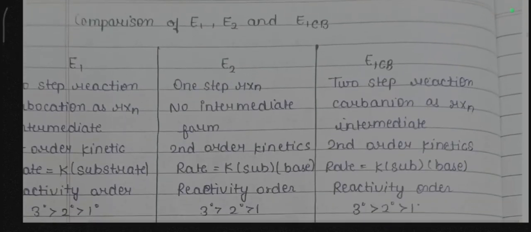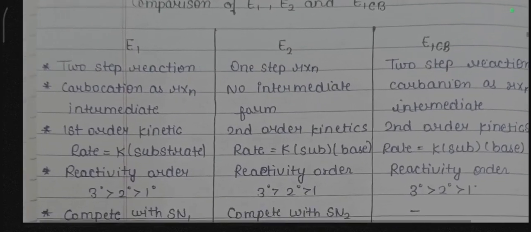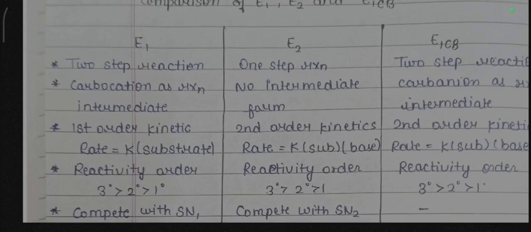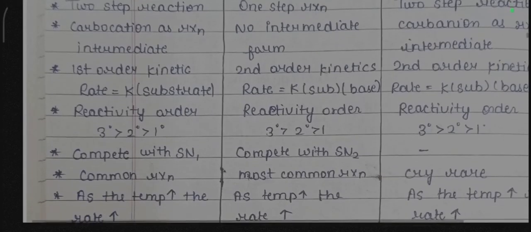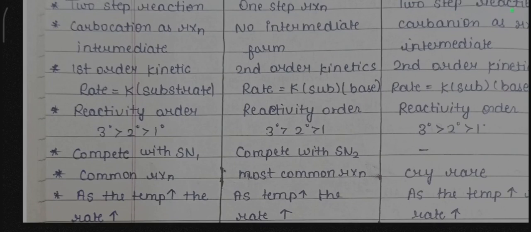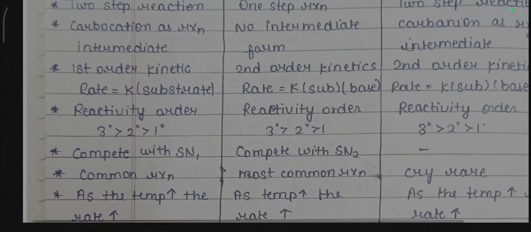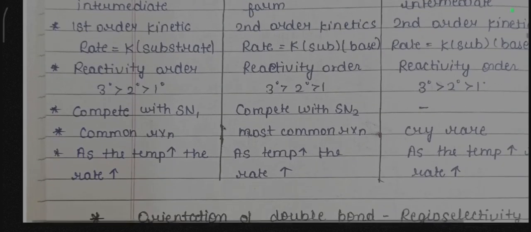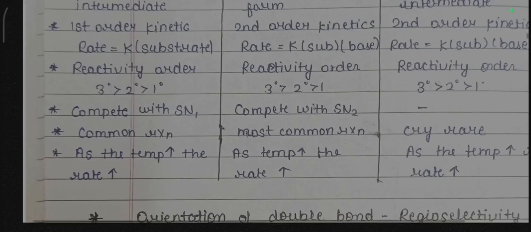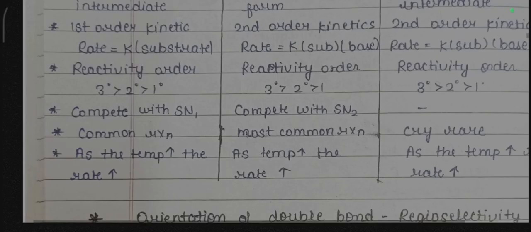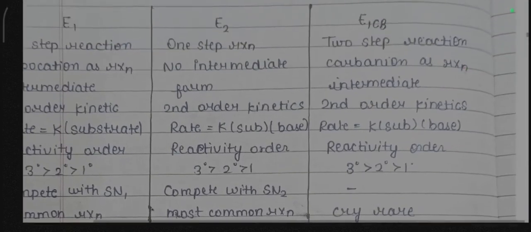Comparison of E1, E2 and E1cB. E1 reaction: this is a two-step reaction. Carbocations act as reaction intermediate. First order kinetics, rate equals k[substrate]. Reactivity order is tertiary greater than secondary greater than primary. Competes with SN1. This is a common reaction. As the temperature increases, the rate also increases.